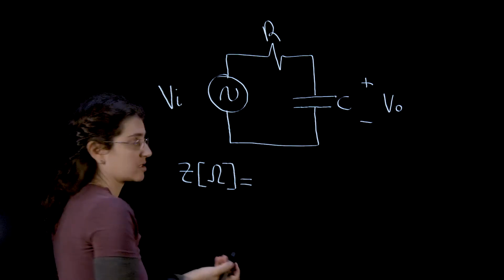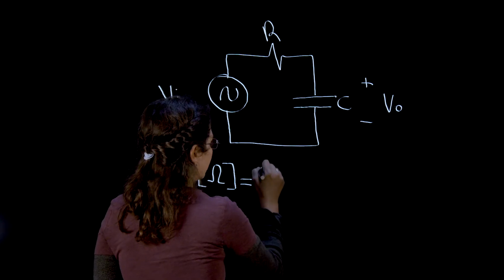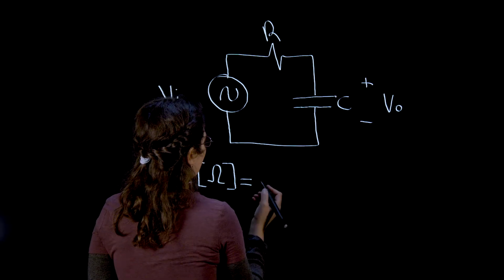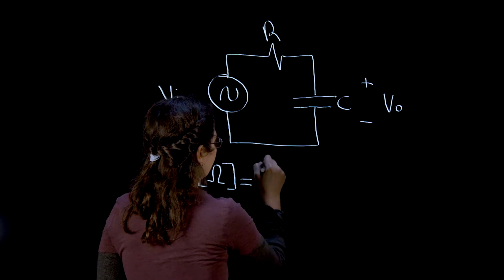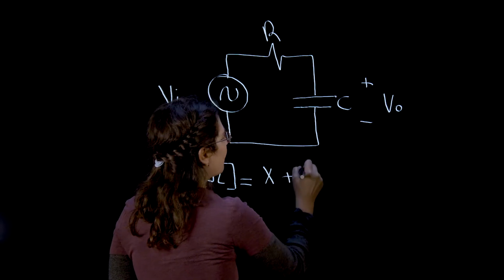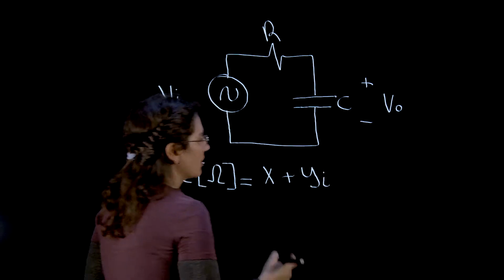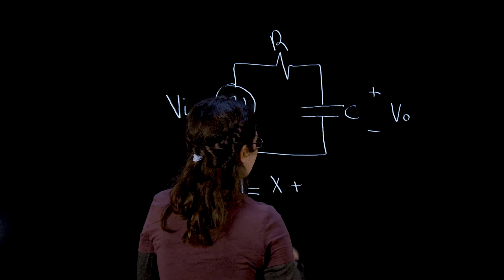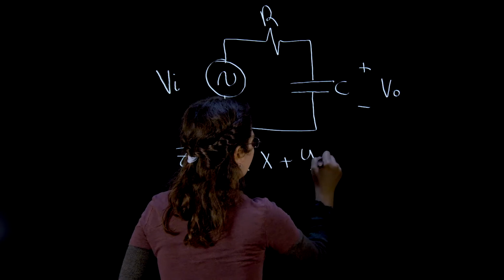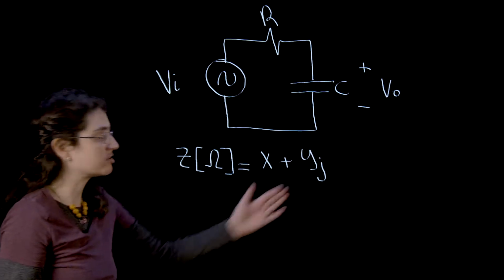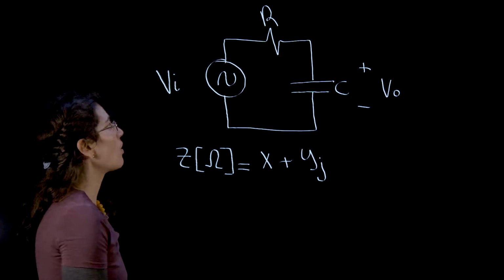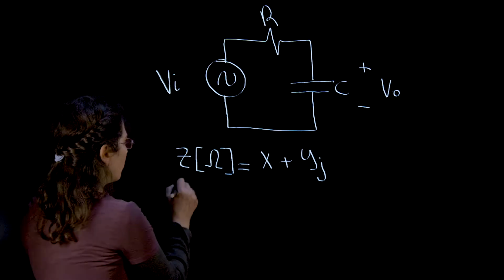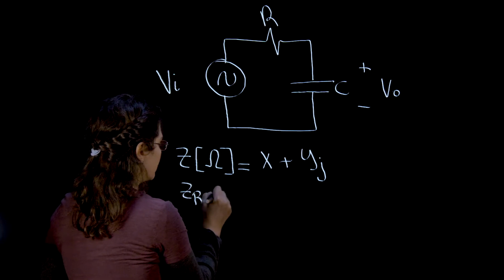has got two parts. It has a real part called the resistance, and let's represent that with R, and it has an imaginary part, with J for complex number, called the reactance. So a resistance is a purely real impedance, so the impedance of our resistor is simply R.